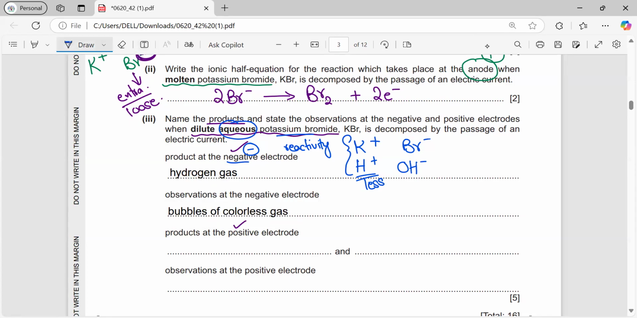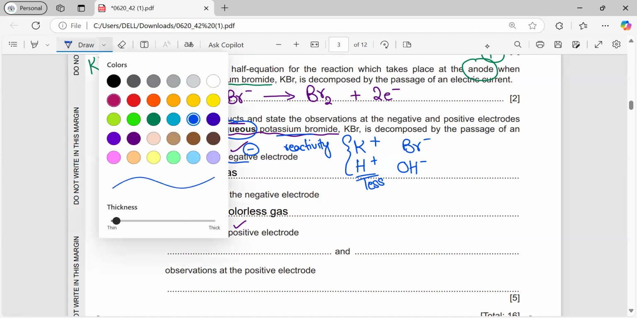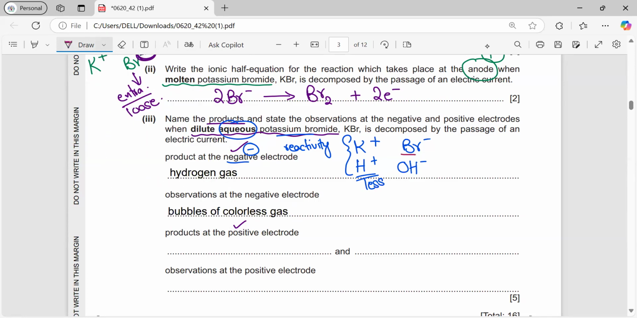As for the negative electrode, we'll see from bromide and hydroxide which one will go at the anode. For this, we will see whether it is dilute or concentrated. As the solution is dilute, which means the hydroxide ions will be more in amount, hydroxide ions will discharge at the anode, and when they discharge at the anode, they form oxygen gas and water molecule.